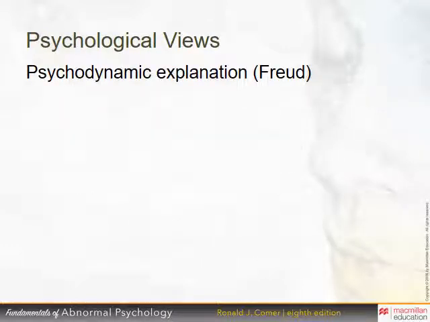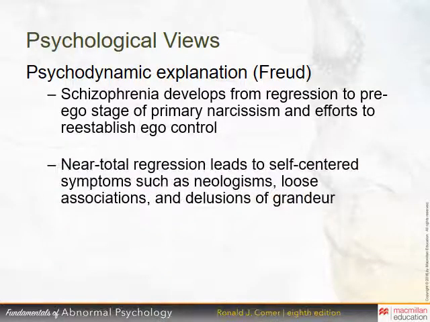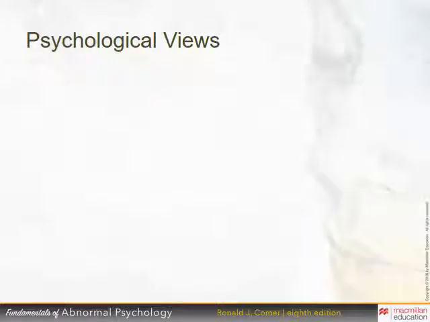From the psychodynamic perspective, Freud's perspective first, schizophrenia develops from regression to the pre-ego stage of primary narcissism and efforts to reestablish ego control. Near total regression leads to self-centered symptoms such as neologisms, loose associations, and delusions of grandeur. And then attempts to reestablish control and contact reality may influence development of other psychotic symptoms.